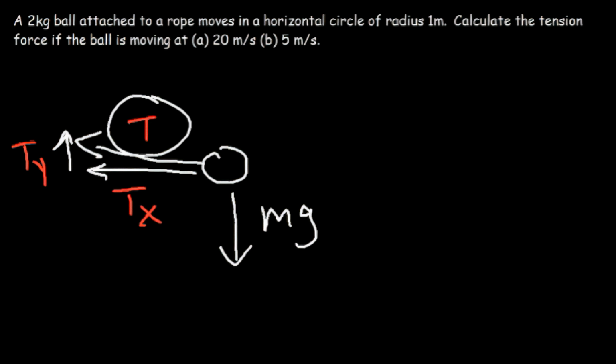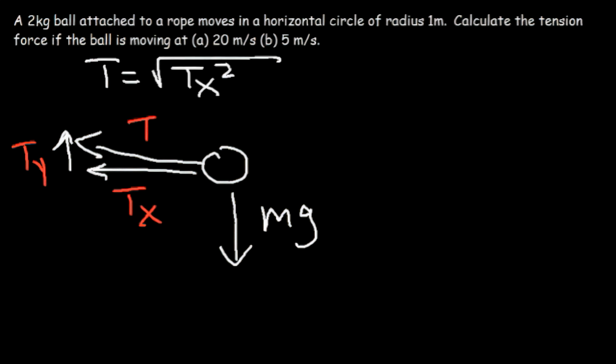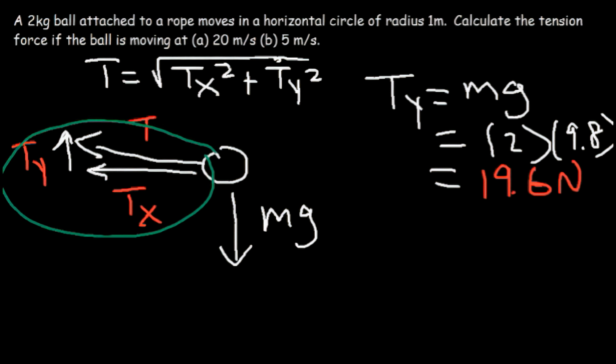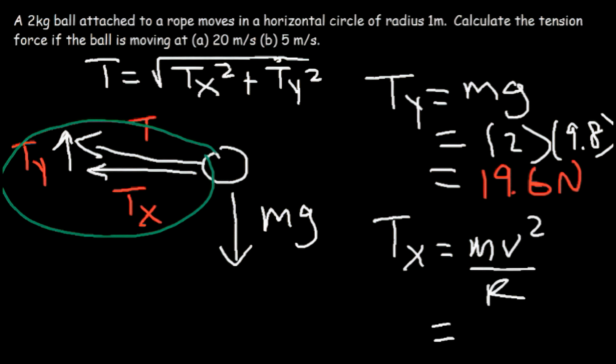So to find the actual tension force, it's the square root of Tx squared plus Ty squared, based on the Pythagorean theorem. So let's calculate Ty first. So Ty, which is mg, that's going to be the mass, which is 2 times 9.8. So Ty is about 19.6 newtons. Tx, notice that it's directed towards the center of the circle. So therefore Tx is equal to the centripetal force, which is mv squared over r, which we already got as 800 newtons.